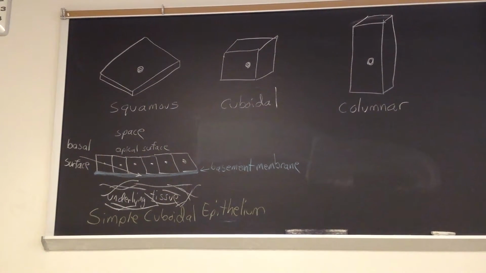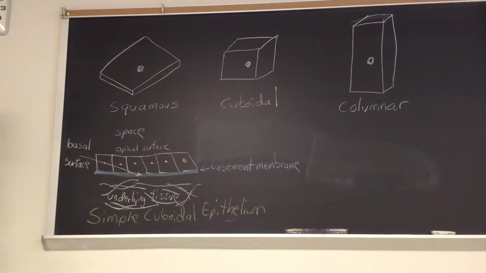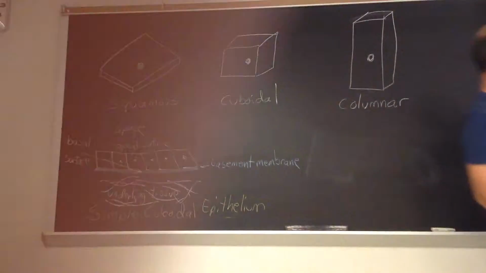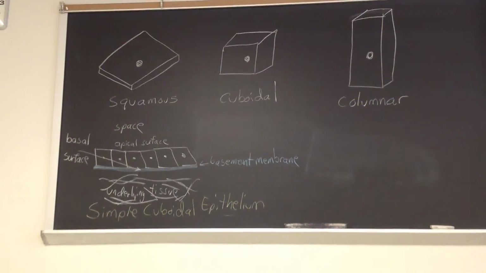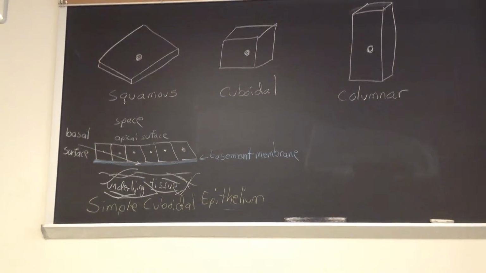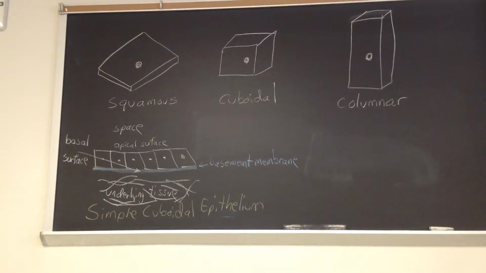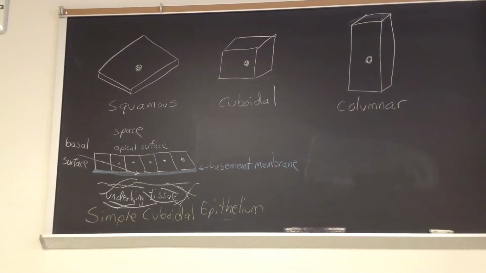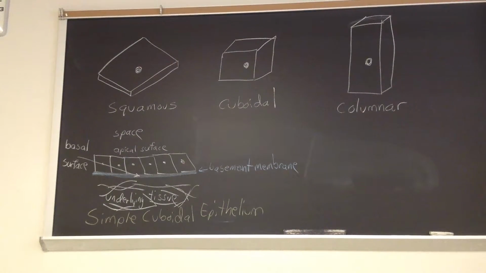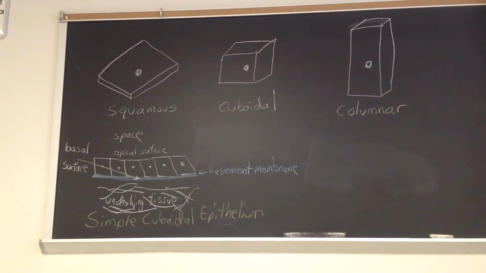Questions so far? Yes? What's the difference between the basal surface and the basement membrane? The basement membrane is the actual fibrous material right here that anchors it to the underlying connective tissue. The basal surface would be just the bottom of the epithelial cells. So if you imagine this edge up here would be the apical surface, this edge right down here would be the basal surface.